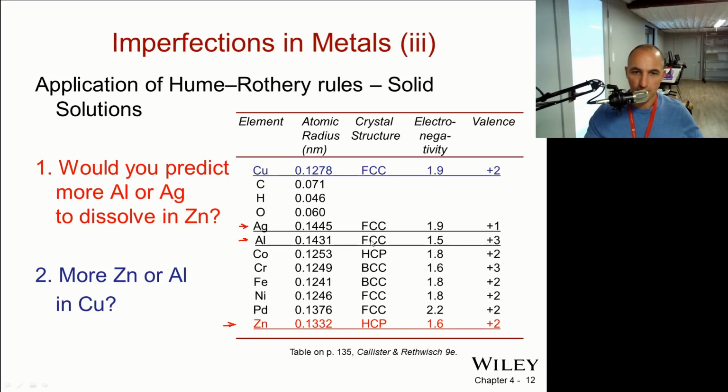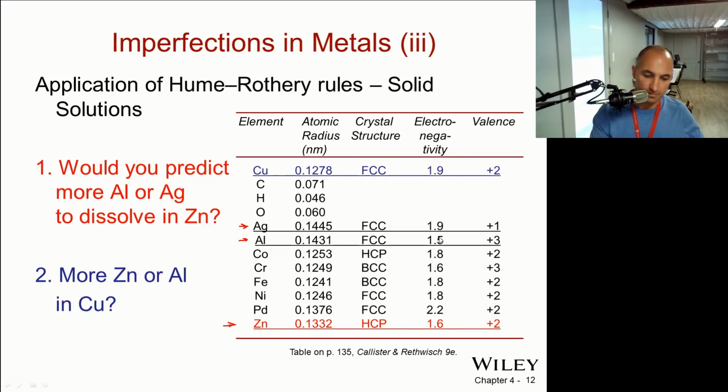They both are FCC. So we're trying to dissolve it in an HCP. So that's obviously going to be against having complete solid solubility. So moving on to electronegativities. Electronegativities are 1.9 and 1.5. Well, 1.9 is a little higher, so that favors silver, but they're very close.